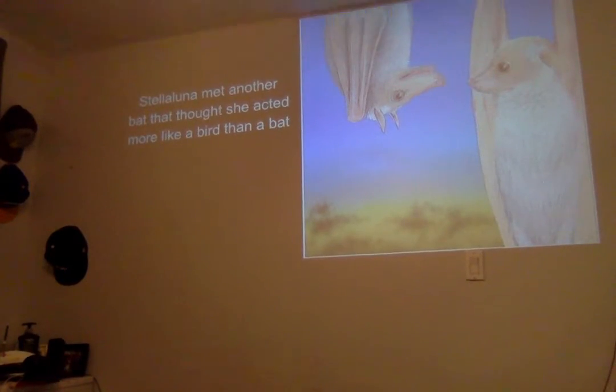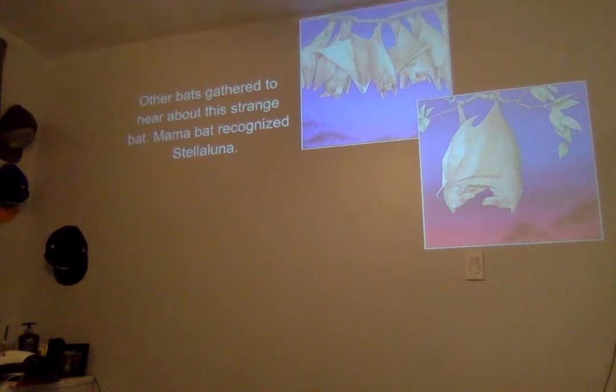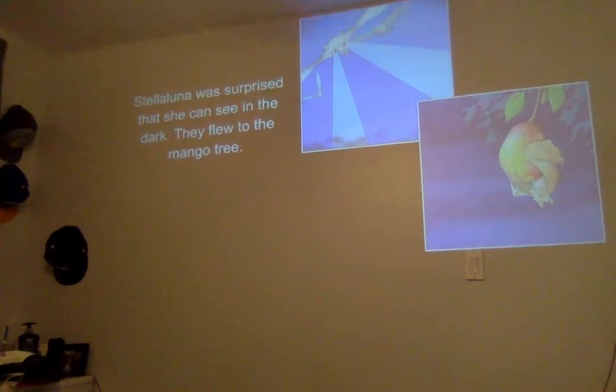Stellaluna met another bat that thought she acted more like a bird than a bat. Other bats gathered to hear about this strange bat. Mama Bat recognized Stellaluna. Stellaluna was surprised that she can see in the dark. They flew to the mango tree.